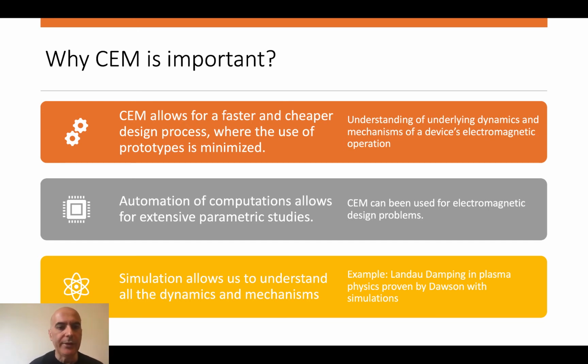For instance, it is widely used for simulation of astrophysical and plasma systems. CEM has been used to identify the Landau damping mechanism, that is a resonance phenomenon that happens in plasma, and simulation for the first time allowed to identify the occurrence of Landau damping in plasma. CEM is important for real-world problems, to understand how to design devices, but also to progress our understanding of basic physics phenomena that entail electromagnetics.